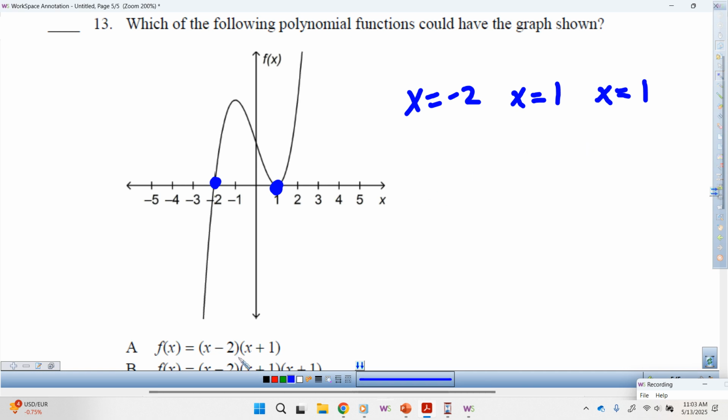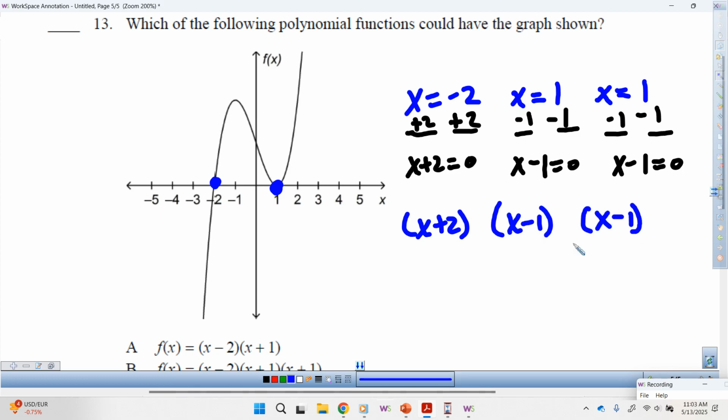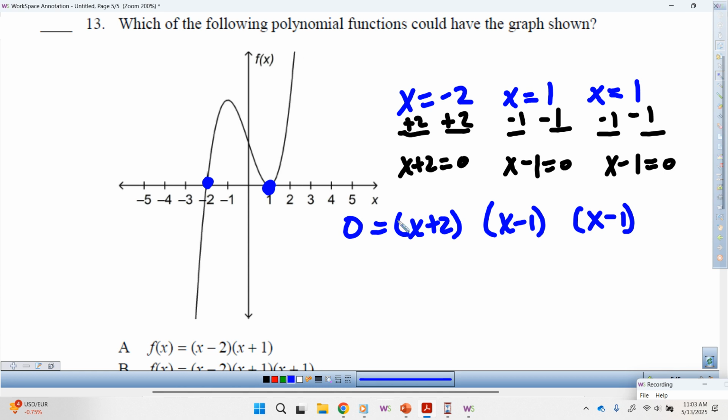From there, what do we do next? Well, we need to set them equal to 0. So plus 2, x plus 2 equal to 0, minus 1, x minus 1 equal to 0, minus 1, x minus 1 equal to 0. And from there we set them in parentheses. x plus 2, x minus 1, x minus 1, and all that equal to 0.